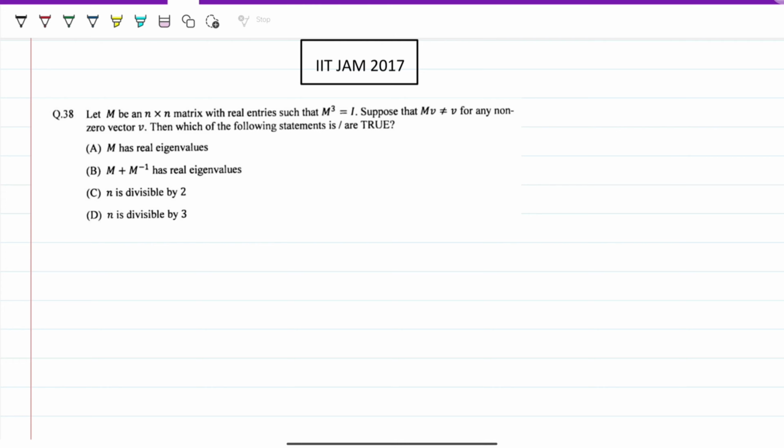This is question number 38. Let M be an n by n matrix with real entries such that M cube is identity. Suppose that MV is not equal to V for any non-zero vector V, then which of the following statements is or are true? And we have got 4 statements. M has real eigenvalues, M plus M inverse has real eigenvalues, N is divisible by 2, and N is divisible by 3. Since it is an MSQ, multiple select question, we need to select all the correct options, which could be more than one. We'll be starting with the condition given to us as M cube equals I.